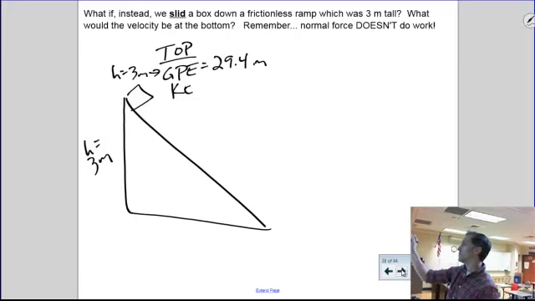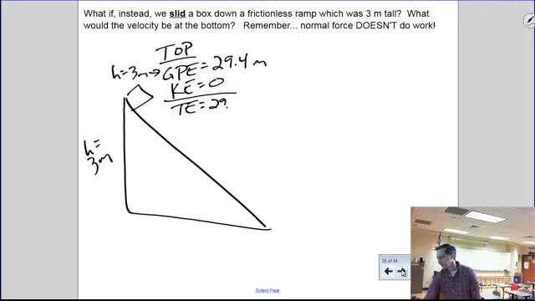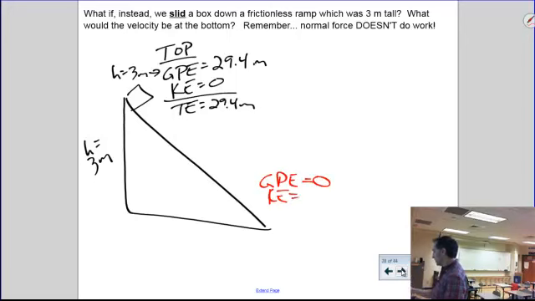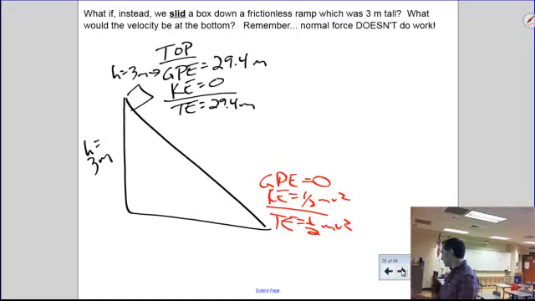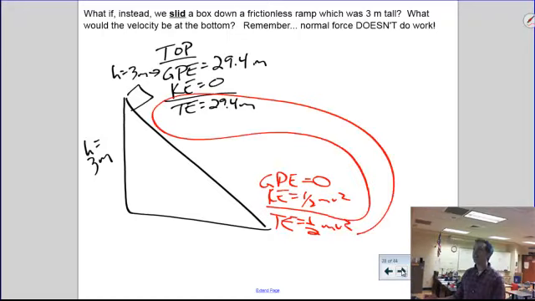Our kinetic energy would be 0, and so our total energy up at the top would still be 29.4 m, right? And then when the box got down to the bottom, now our GPE would be 0, and so our kinetic energy would be 1/2 mv squared again. So you'd still have the same expression for total energy we had before, right? And so you'd set these 2 things equal to each other, and you'd get the same thing.